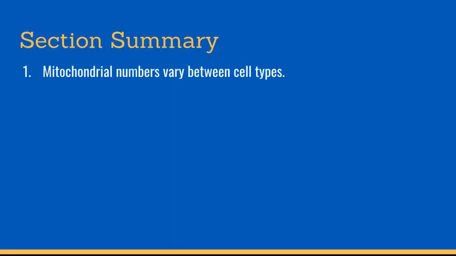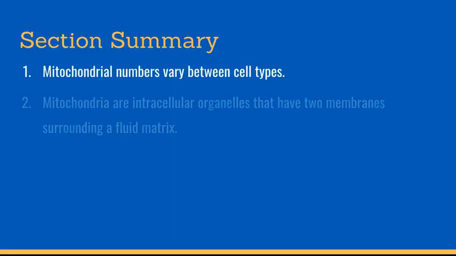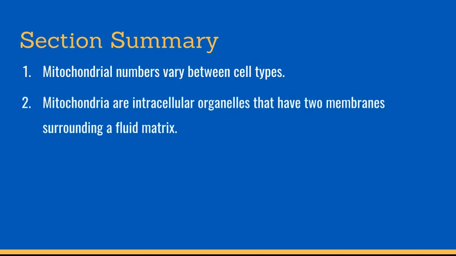In summary, mitochondrial numbers vary between cell types, and mitochondria are intracellular organelles that have two membranes surrounding a fluid matrix.